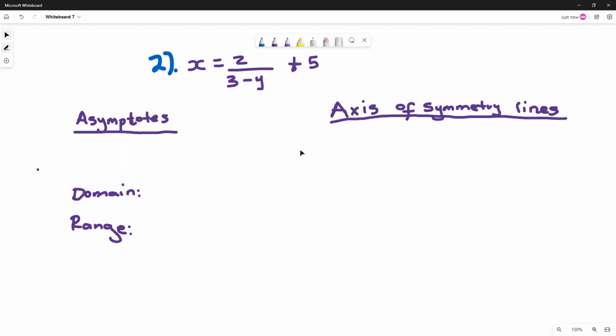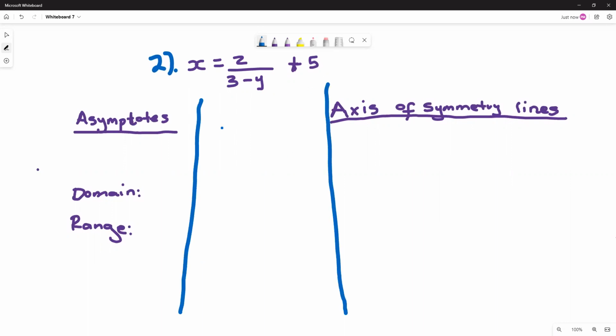So here, ladies and gents, you have x, but you need to have y there. So the first thing that we're going to do is to write y as the subject of the formula. I'm going to try to write y as the subject of the formula. Okay, let's do it here. The space here. Right. Okay. So basically I have x over 1. I have 5 over 1, right?